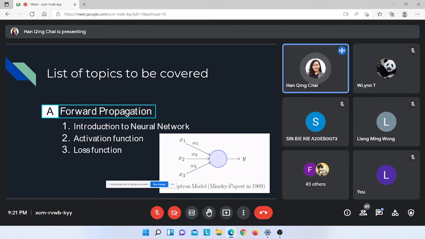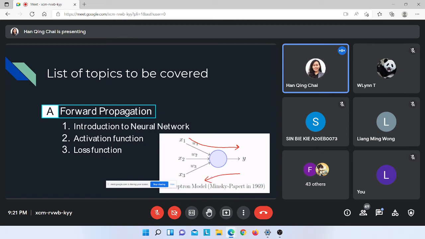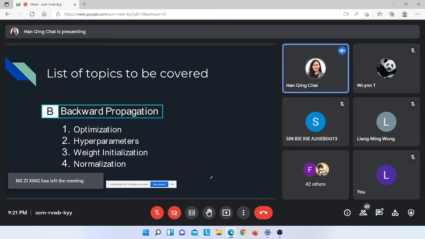So now, all we discussed regarding the neural network activation function and loss function is all in forward propagation, meaning going forward. It's not going backwards. Okay, so what do we mean by backward propagation? Backward propagation is actually going in another direction. Why do we need this? It has a different objective. And these are some of the subtopics under it: optimization, hyperparameters, weight initialization. Like we said, to improve the loss using the MSE or the cross entropy loss, we are going to improve it. And lastly, normalization. Okay, so we're going to look at this part.